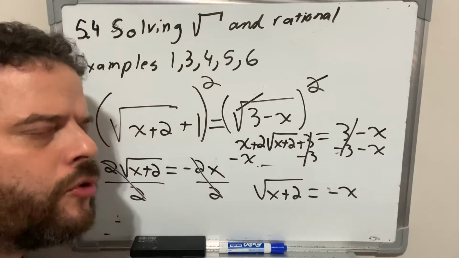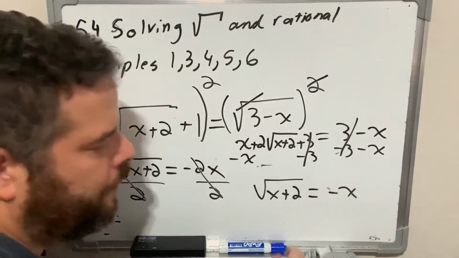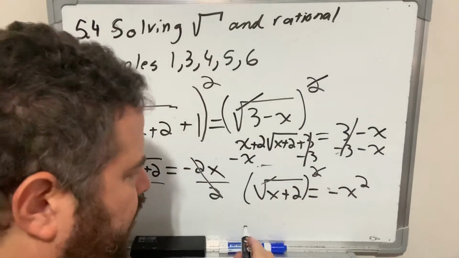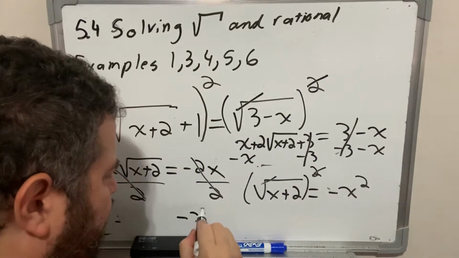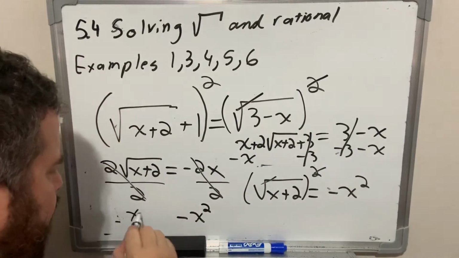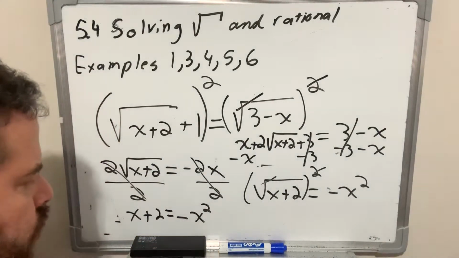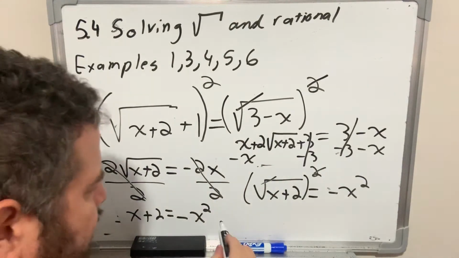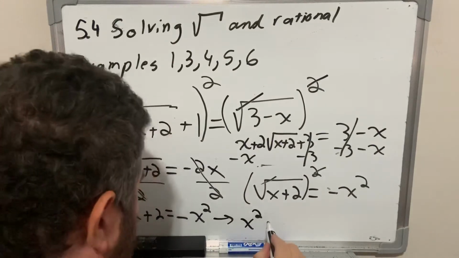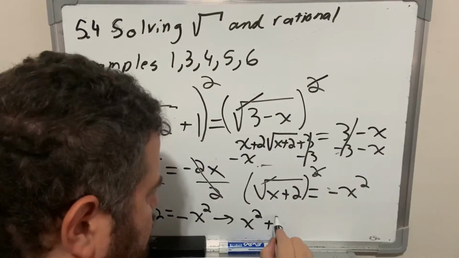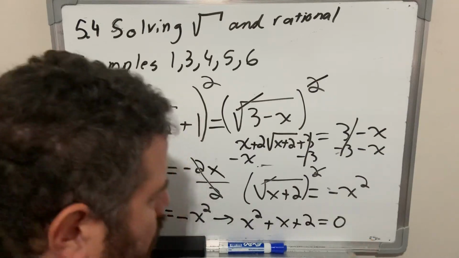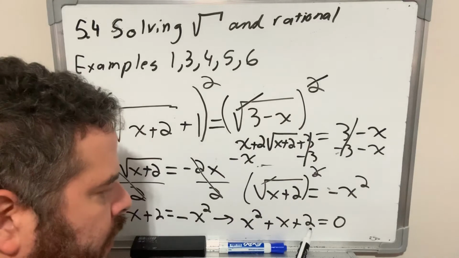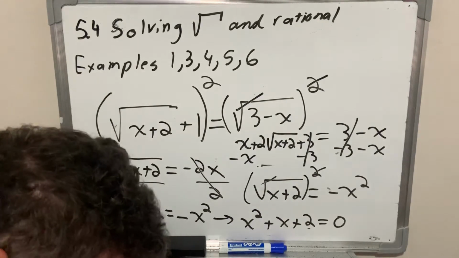Now what am I going to do? Square a second time. I'm going to square the left-hand side, square the right-hand side. This cancels this. And I have negative x squared. x plus 2 equals negative x squared. Since I want the leading term to be positive, I'm going to send it to the left-hand side, and I'm left with the following expression. x squared plus x plus 2 equals 0. I'm going to factor that. Two numbers that multiplied give you this, and added give you this.